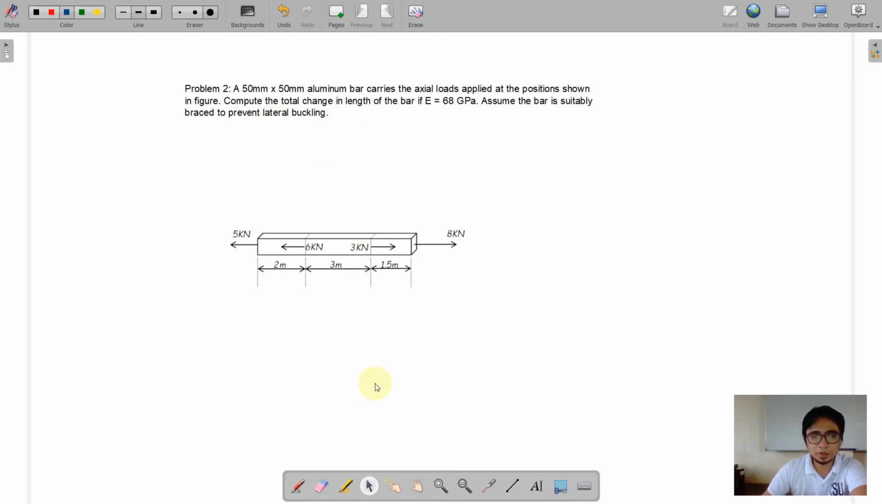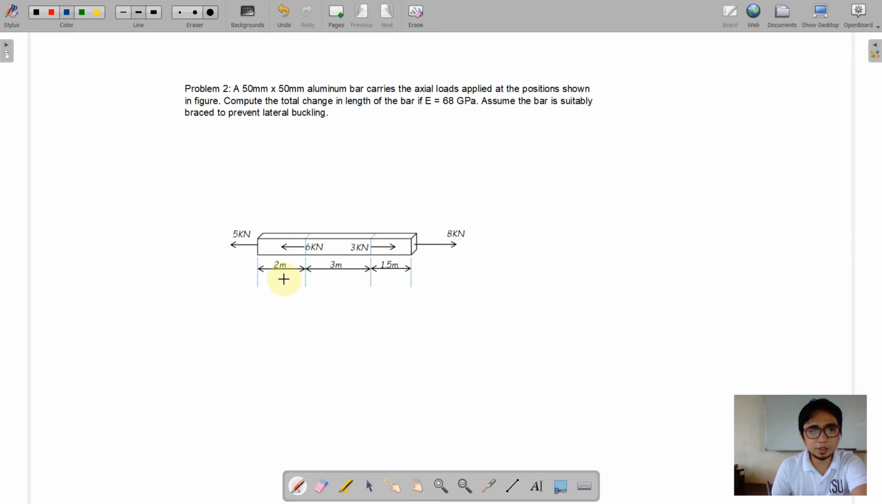As we observe here, all of the loadings from the left are equal to the loadings on the right. So actually we have 8 plus 3 for the right, that is 11, and 6 plus 5 on the left, that is also 11. So it is good to note that we have a bar in a state of equilibrium, so there will be no acceleration. However, it is subject to stresses. So there will be different stresses on every section of this bar.